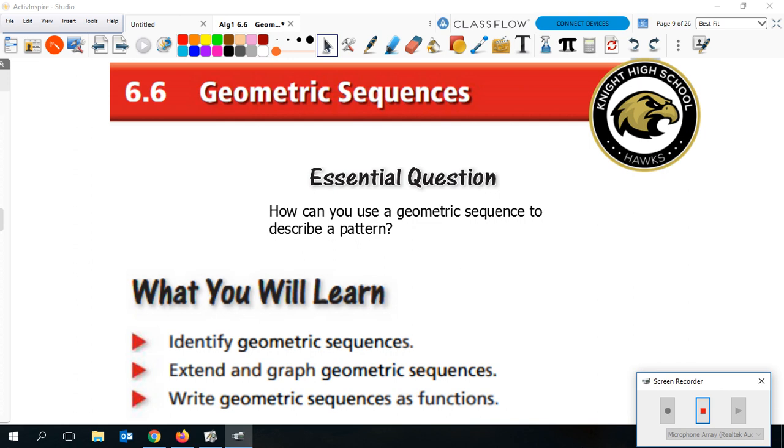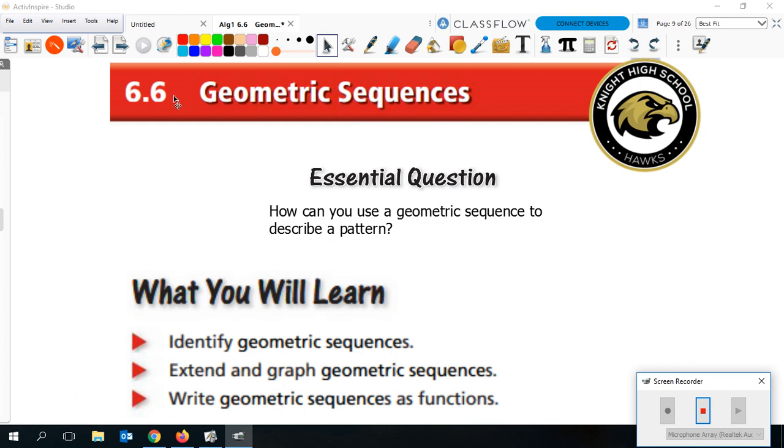Arithmetic sequences are going to be more along the lines of a linear function. So that's why we looked at those earlier when we were doing linear functions. And now geometric sequences are more along the lines of exponential functions. And so that's why we looked at them here in chapter 6. So we are going to be identifying geometric sequences from a list of numbers. We'll be extending and graphing geometric sequences as well as writing sequences as functions.